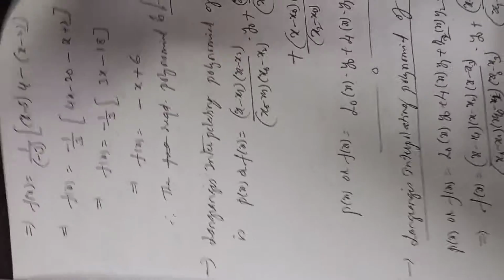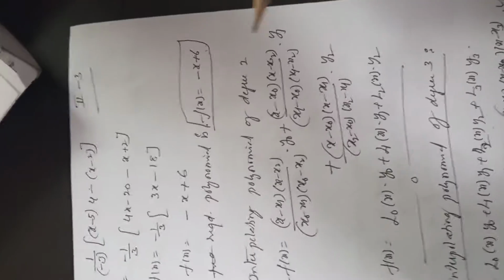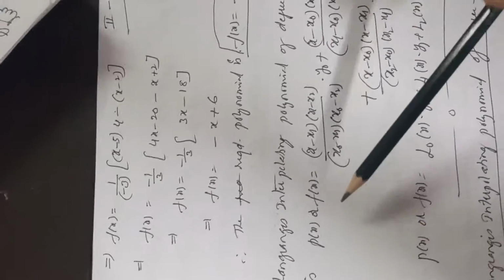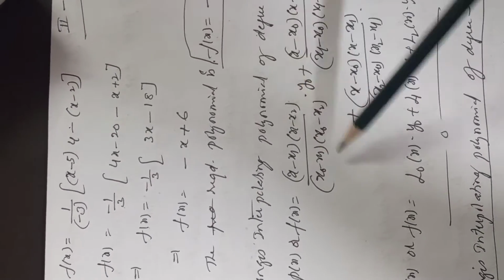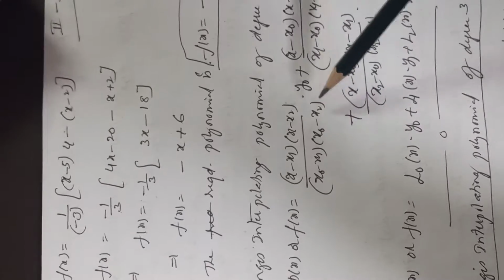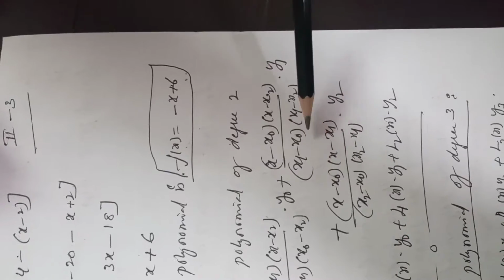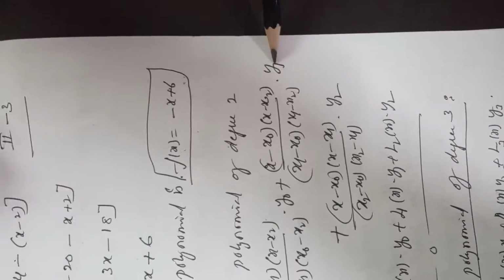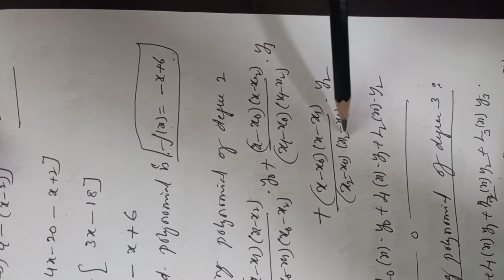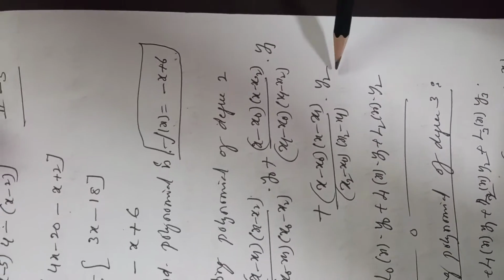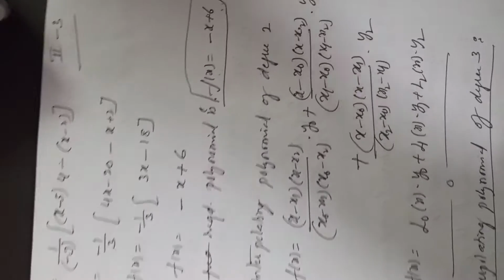Lagrange's interpolating polynomial of degree 2. Degree 2 means 3 x values are given to you, 3 y values are given to you. P of x or f of x is equal to, this is the formula: (x minus x1)(x minus x2) by (x0 minus x1)(x0 minus x2) into y0, plus (x minus x0)(x minus x2) by (x1 minus x0)(x1 minus x2) into y1, plus (x minus x0)(x minus x1) by (x2 minus x0)(x2 minus x1) into y2. This is the Lagrange's interpolation formula of degree 2, right?